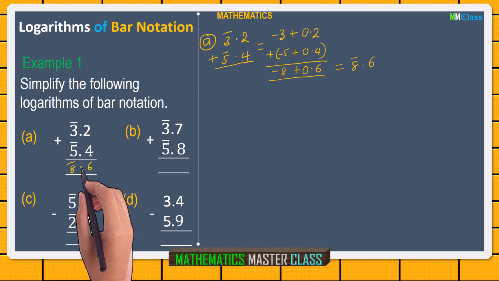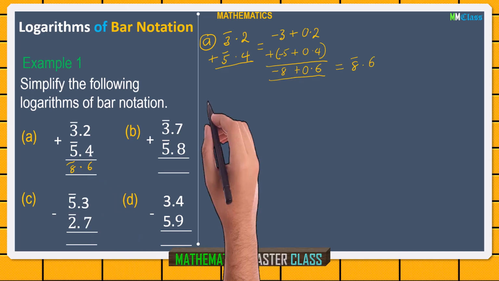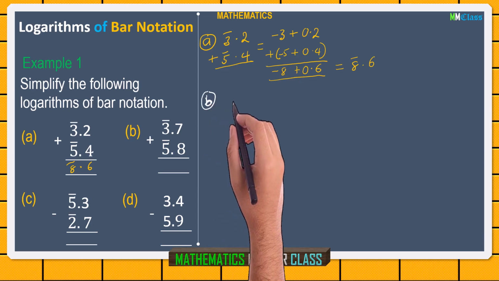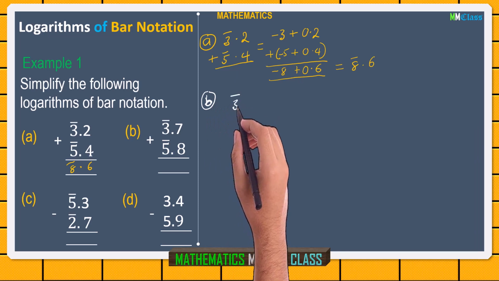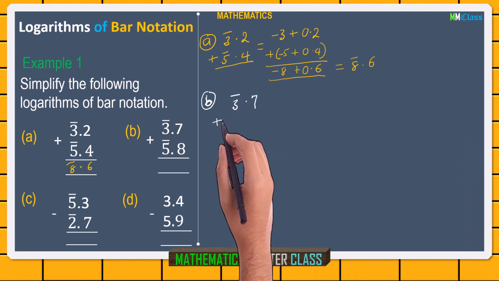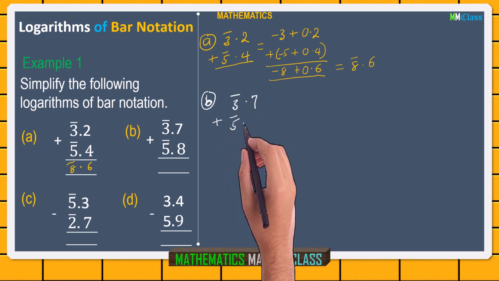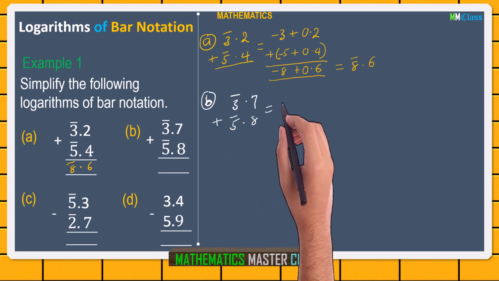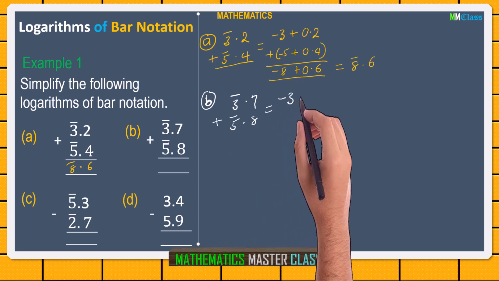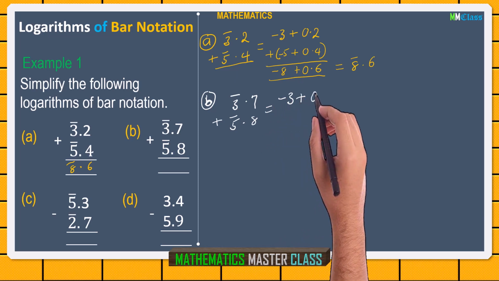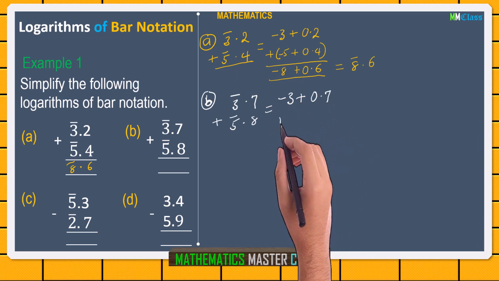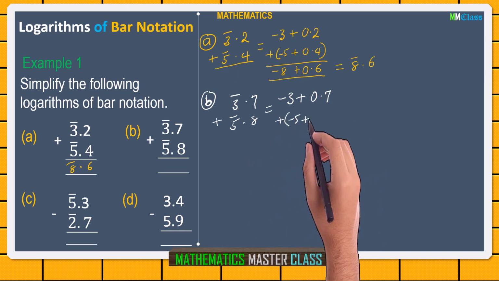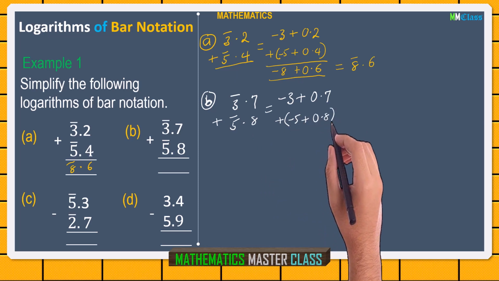Then let's look at number 2, which is the B part of this question. We also have bar 3.7 plus again bar 5.8. So for us to perform our operation, we will first of all expand bar 3 to minus 3 plus 0.7, which will become 0.7, plus outside the bracket, bar 5 will become minus 5 plus 0.8, which will now become 0.8. Then you close the bracket.